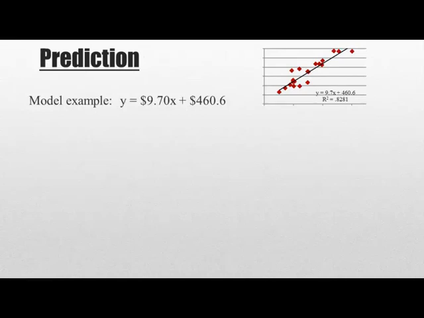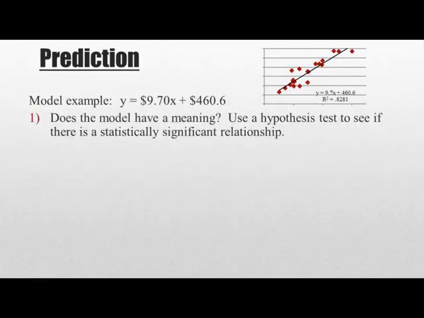Prediction. So using one of the plots from the previous one, does the model have meaning? As much as we like to use the r squared value or the r value, it's nice to have that hypothesis test to go behind you to say, yes, we can statistically say it does have meaning. To do that, you can do a test on the correlation coefficient r. You can use a test on the beta 1 test. There's several different ways to do this one.